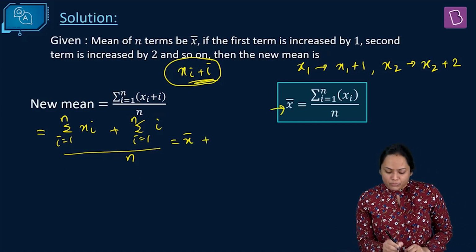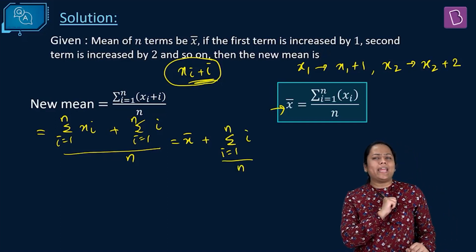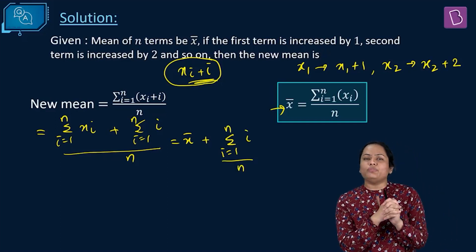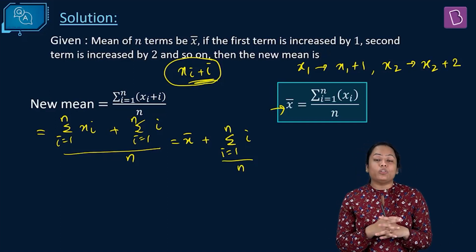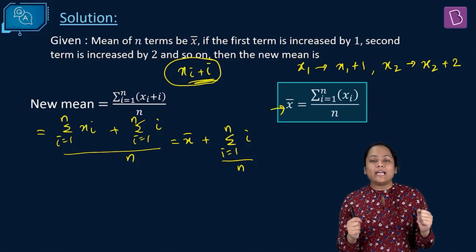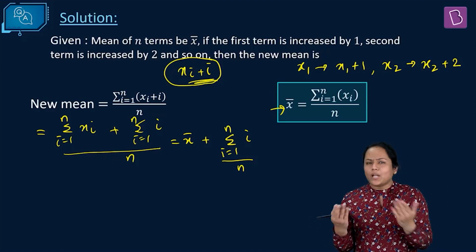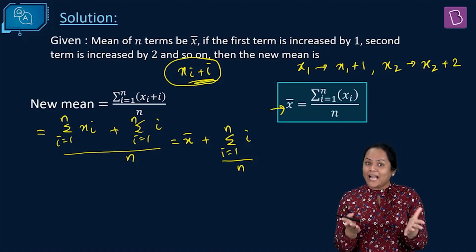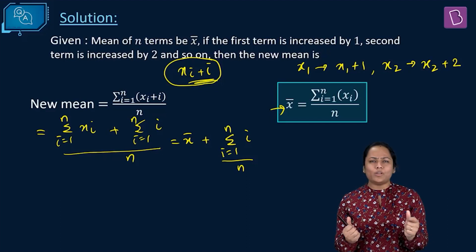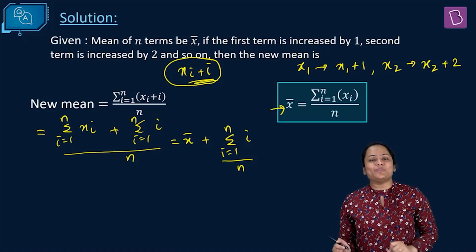Plus, I'll have one more term, which is summation of i from i equal to 1 till n, whole divided by n. How am I going to find this value, guys? Well, for this, again, we have to recall what summation of i is. Summation of i means 1 plus 2 plus 3 till n. And what is that? Sum of first n natural numbers. That's right. And I hope you remember the formula. What was it? Quickly, guys, recall. It was n into n plus 1 by 2.